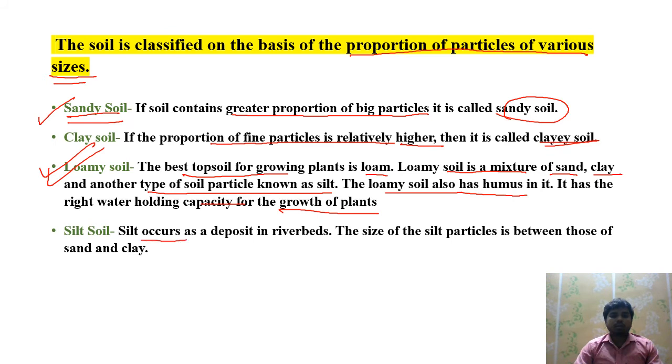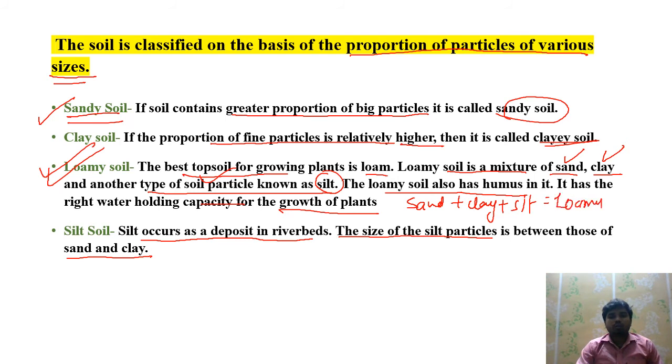Silt occurs as a deposit in river beds. The size of silt particles is between those of sand and clay. So these are a few characteristics, and among all these soils, the best soil for growing plants is loamy soil, because, as we have discussed earlier, it is a mixture of sand, clay and another type of soil, that is silt. Sand, clay and silt all constitute the loamy soil.